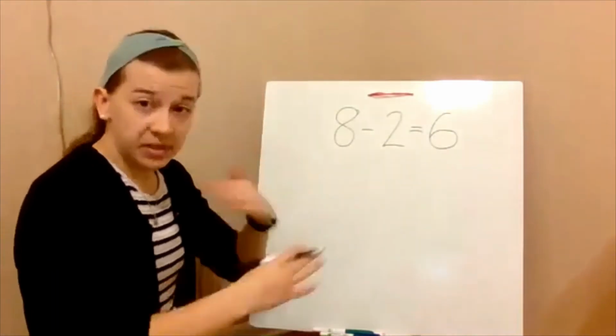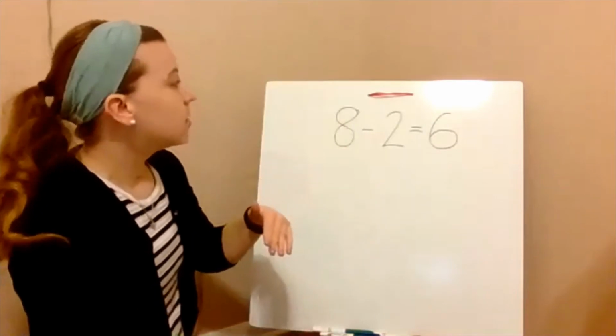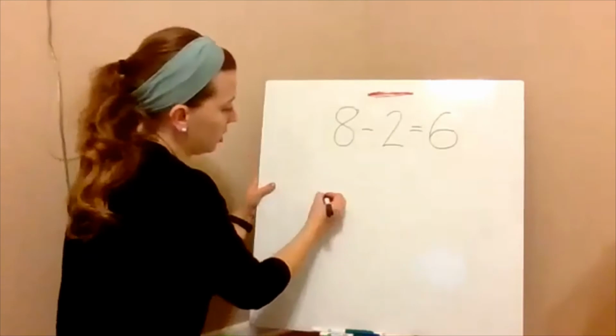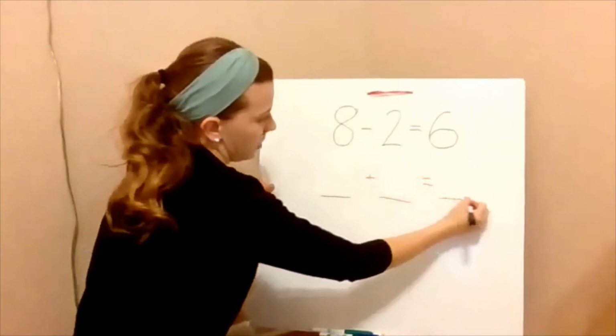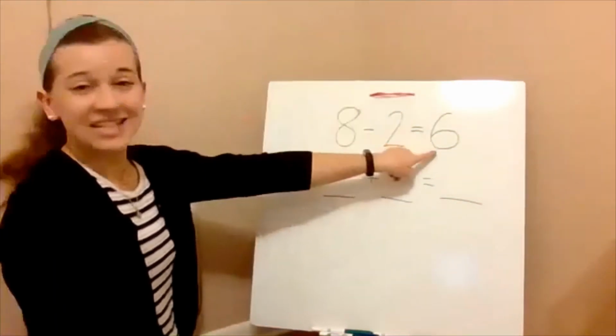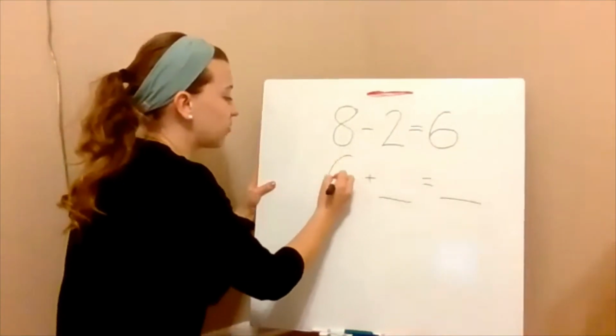We have to do the opposite. Remember, we do the opposite. The addition undoes the subtraction. So we're going to start with what number for the addition? We're going to fill in these blanks here to check by adding. So which one should we start with? 6. We begin with 6. So we're going to put the 6 at the front.